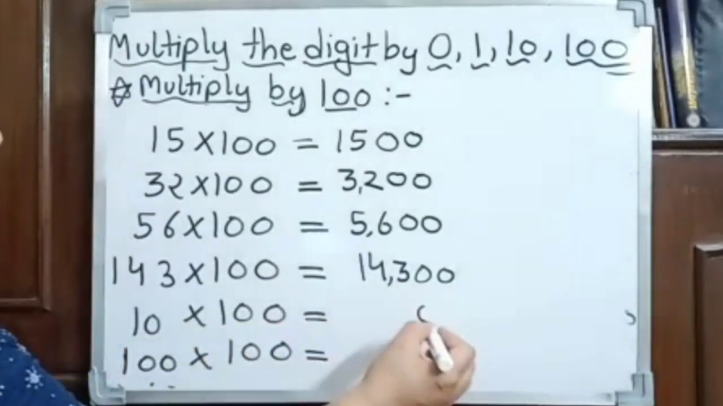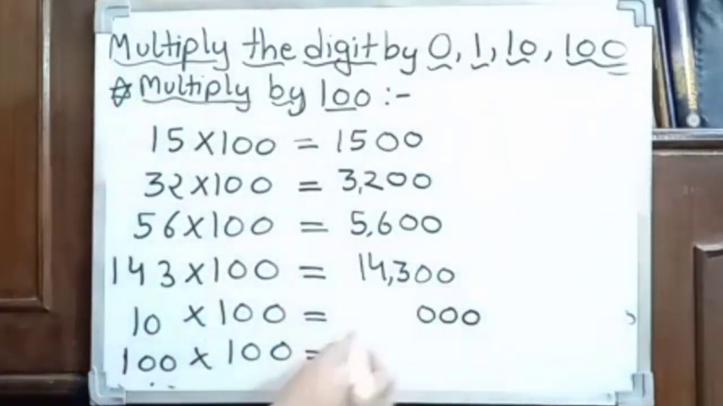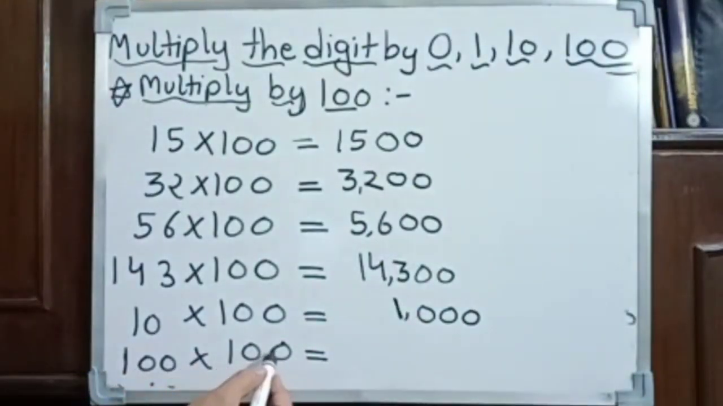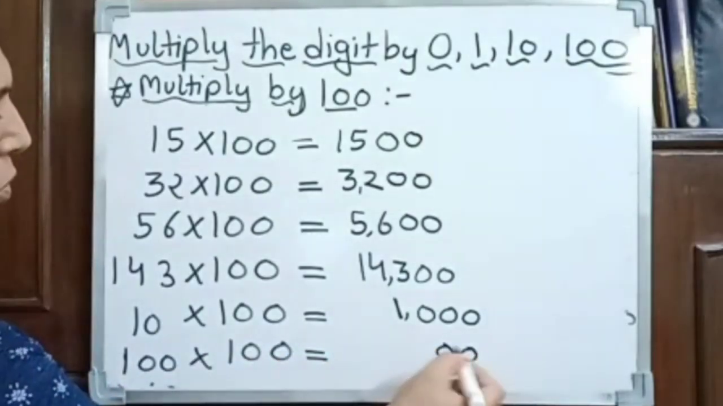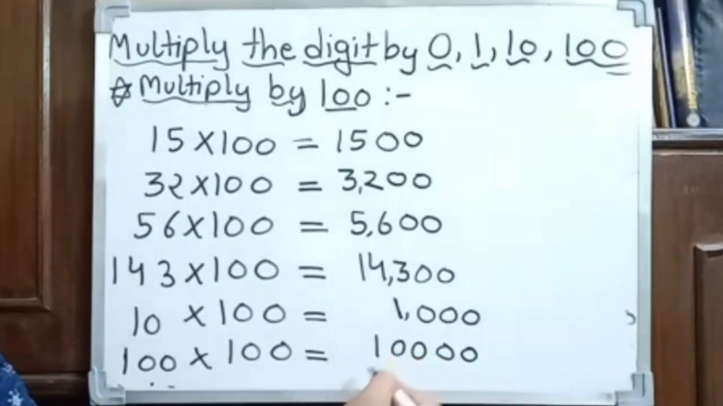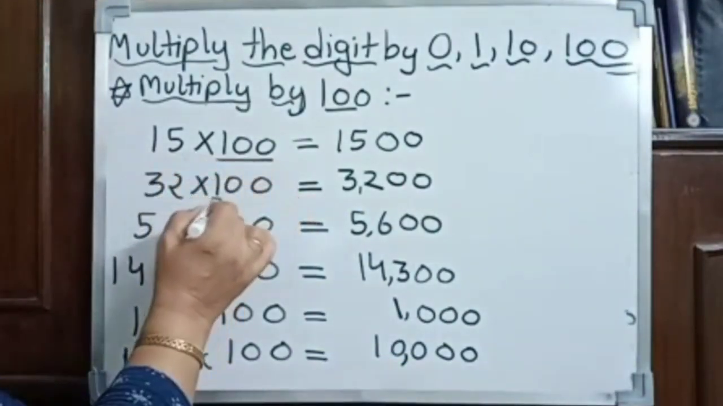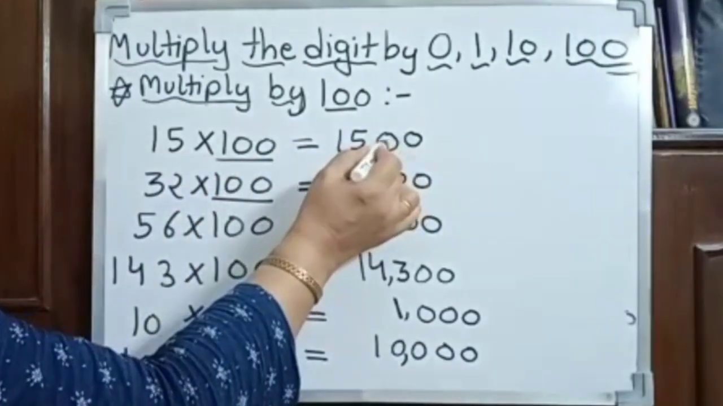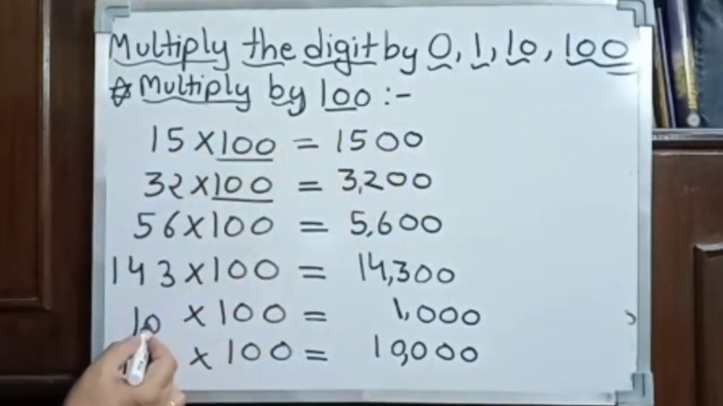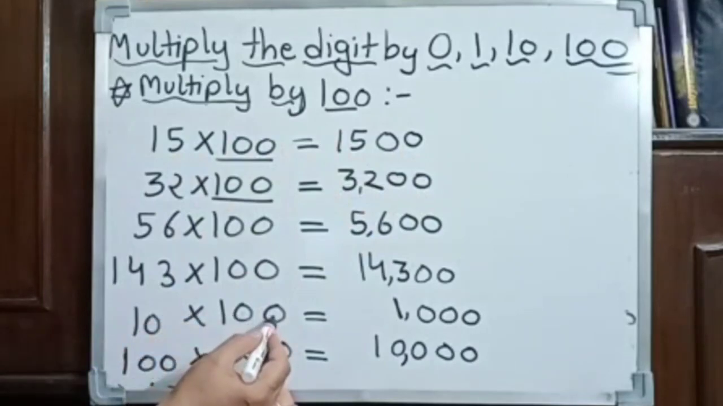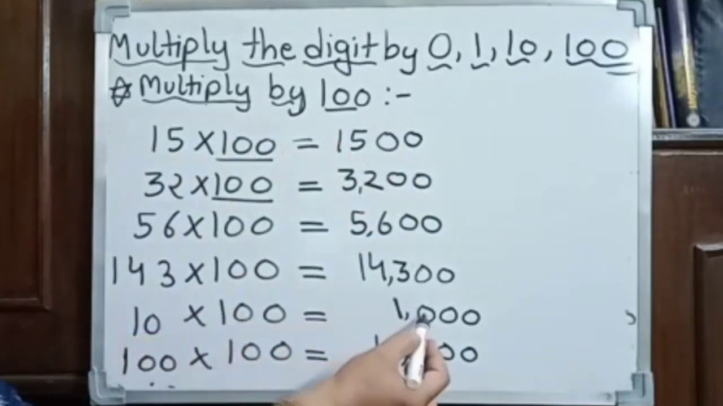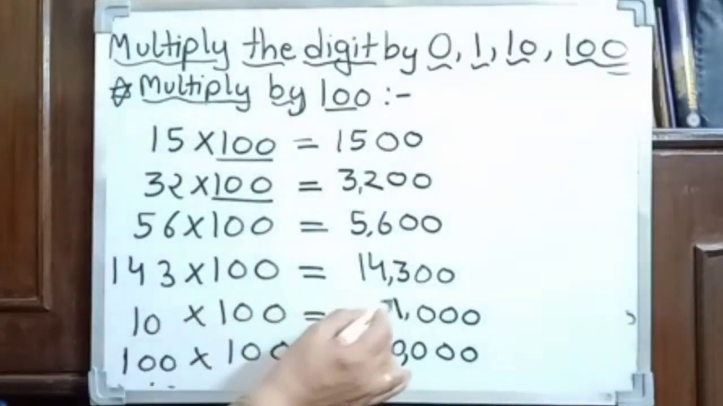Again 10 into 100, means now 1, 2, 3. How many digits you have to take? 3. So 1,000. Again 100 into 100: 1, 2, 3, 4. How many digits? 1, 2, 3, 4 and 1: ones, tens, 100, 1,000, 10,000. So it's very clear, whenever you multiply by 100, take 2 zeros here and the number same. Whenever we have zeros on both sides, then count the zeros: 1, 2, 3, and 1 into 1. Like that.